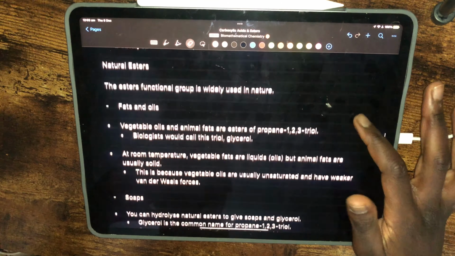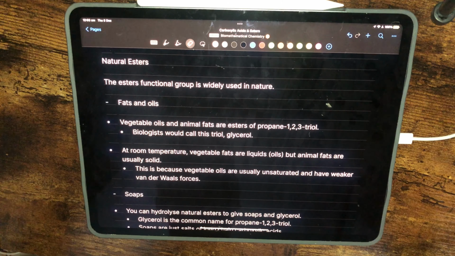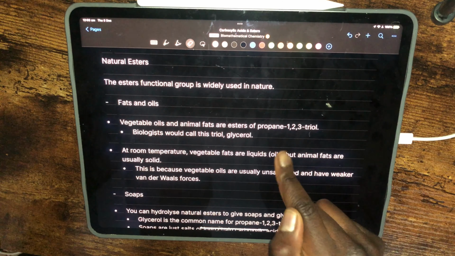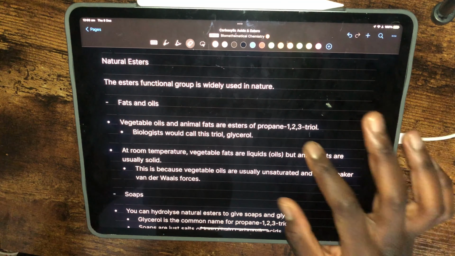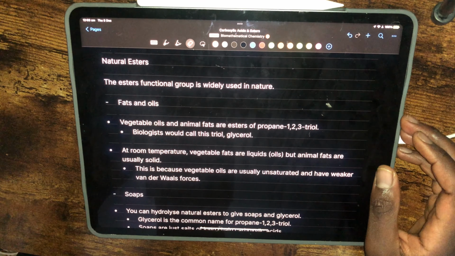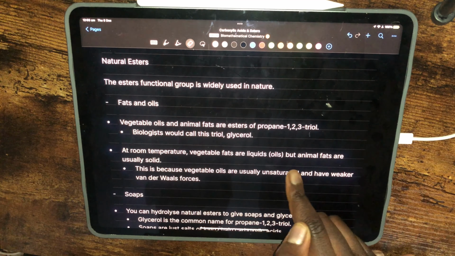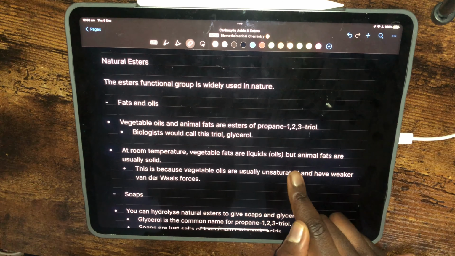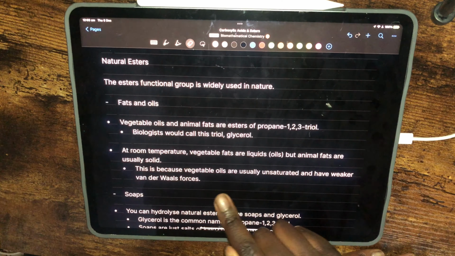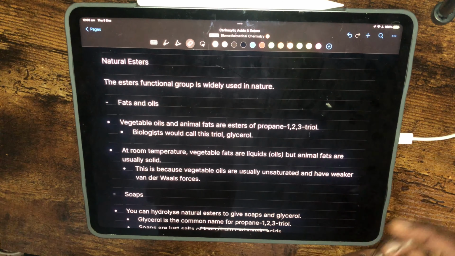Fats and oils. Vegetable oils and animal fats are esters of propane-1,2,3-triol, but in simpler terms, biologists will just call this glycerol. So glycerol is propane-1,2,3-triol. At room temperature, vegetable fats are liquid, which are oils, but animal fats are usually solid. Let me explain what that means. Vegetable oils are liquid, but animal fats are usually solid, and that's because vegetable oils are usually unsaturated and have weaker van der Waals intermolecular forces.